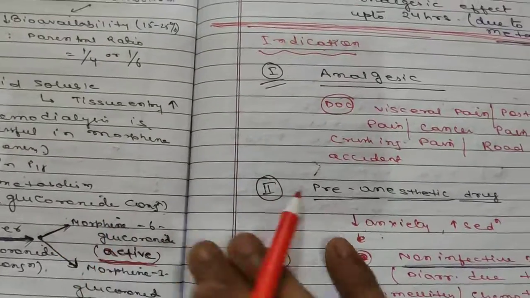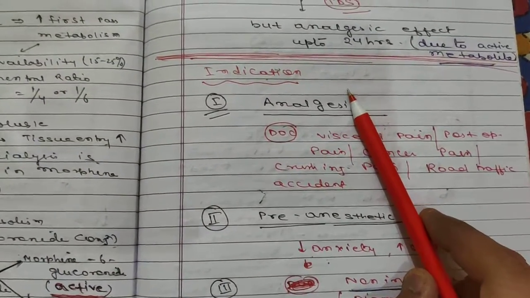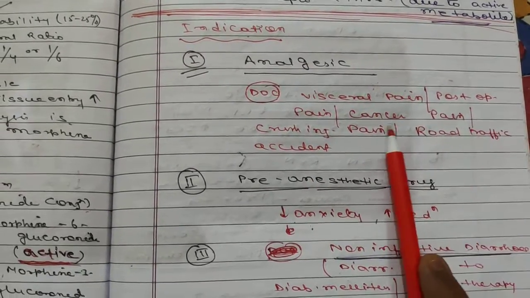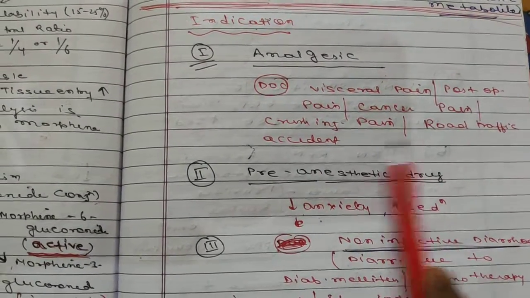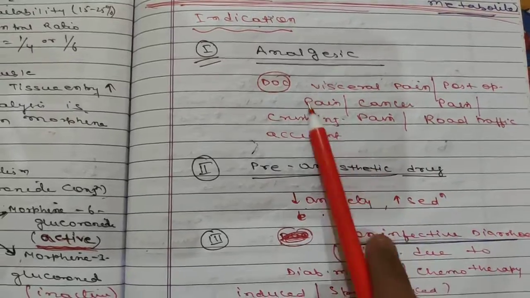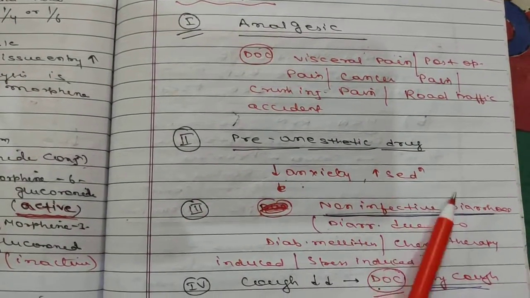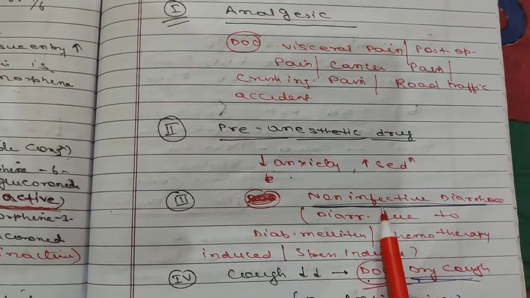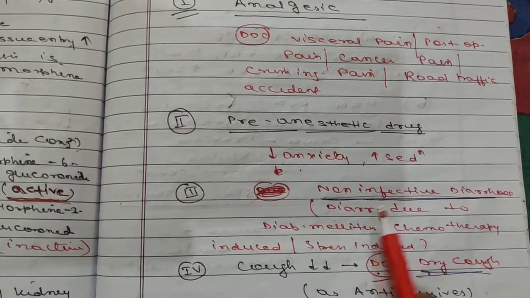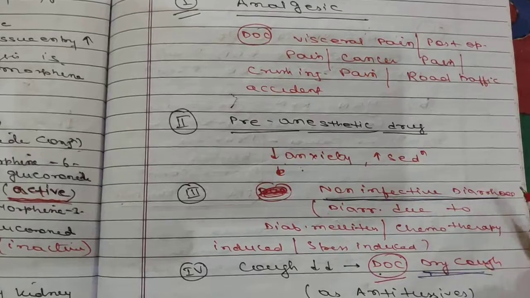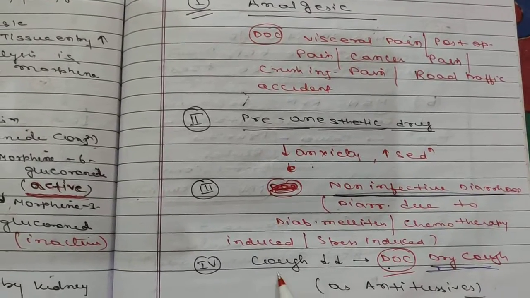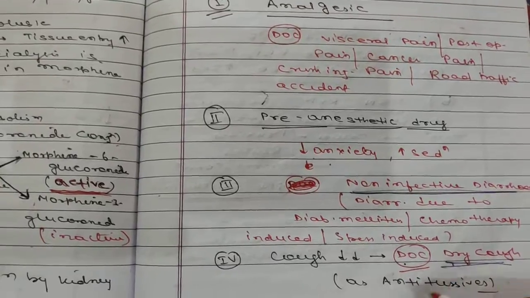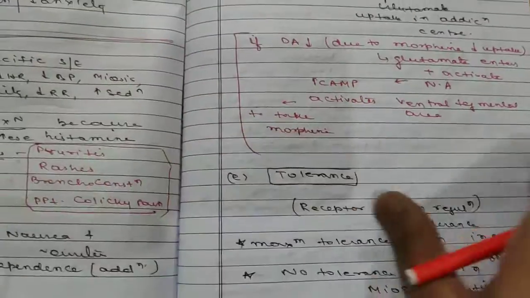Clear? Now coming to the most important part, that is what are the indications of this morphine. So first is analgesic. So they are the drug of choice for the visceral pain, post-operative pain, cancer pain, crush injury, or road traffic accident. We have discussed. Okay, these are the drug of choice for this. Pre-anesthetic drug, because it suppresses your anxiety and increases sedation. This can also be used for non-infective diarrhea. Okay, diarrhea which is due to diabetes mellitus or chemotherapy induced or stress induced. It also suppresses cough. So they are drug of choice for the dry cough. Okay, it is used as antitussive for the dry cough.